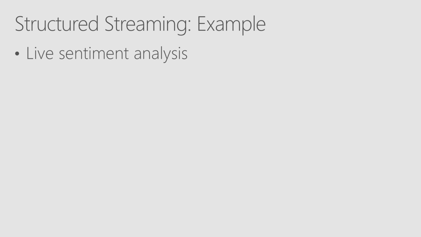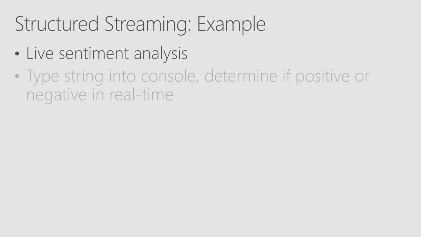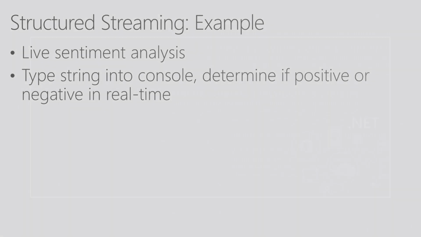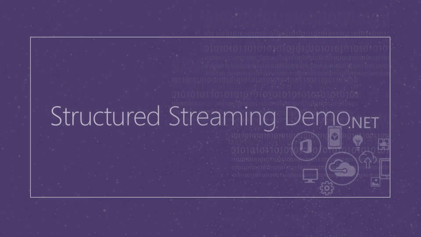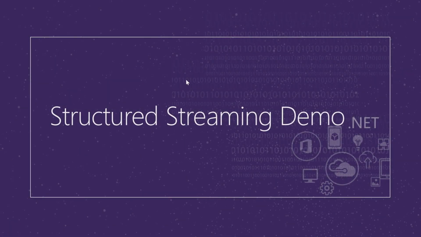So in the quick demo that I'll show you here, we can actually do live or real-time sentiment analysis. So still using .NET for Apache Spark with ML.NET, now we can see that if I type a string into a console, let's say, we can determine in real time if it represents a positive or a negative sentiment. So let's go ahead and take a quick look at that demo.